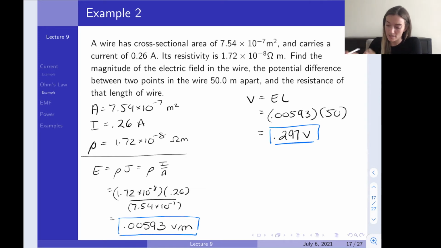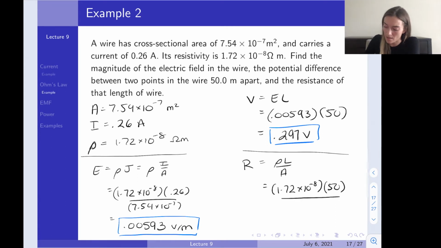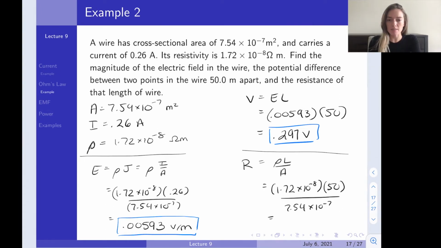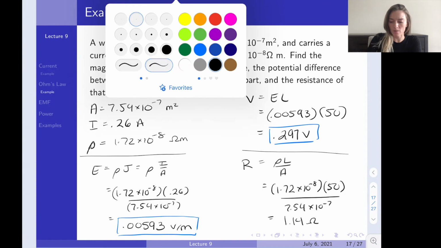And now we want to find the resistance of that length of wire. So the resistance is going to be rho times L over A. And we have everything we need again. So rho we have is 1.72 times 10 to the negative 8. The length we're looking at is 50 meters, and the cross-sectional area we have as 7.54 times 10 to the negative 7. Okay, and this number comes out to 1.14 ohms. So 1.14 ohms is our resistance.